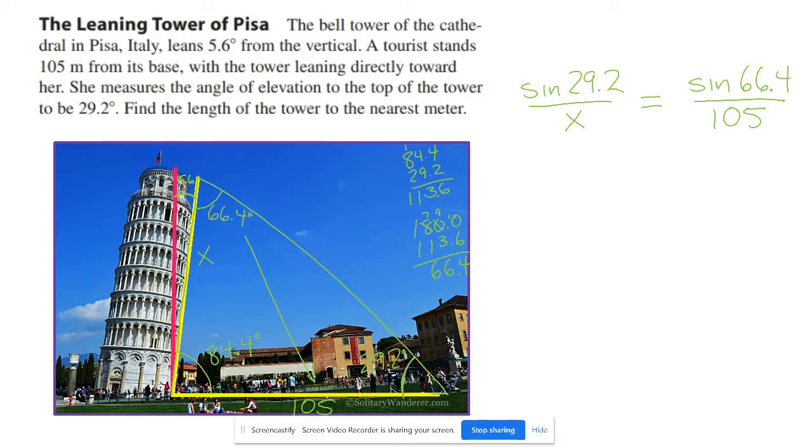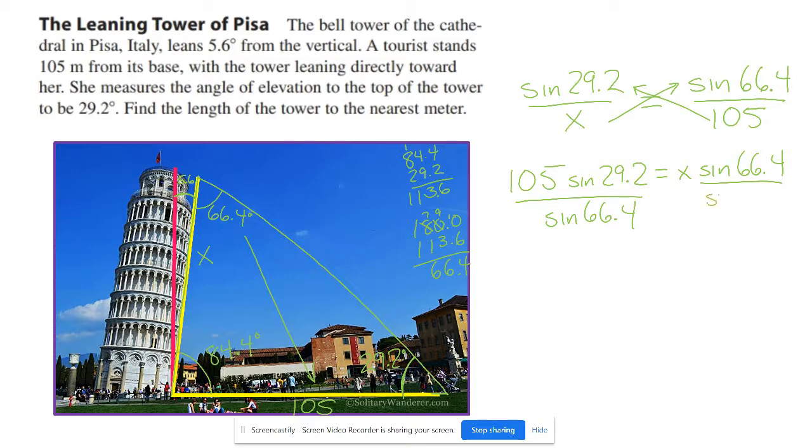So there we go. Now we can cross multiply. We take 105 times sine of 29.2, which equals x times sine of 66.4. And we're going to divide both sides by the sine of 66.4 to get x by itself.